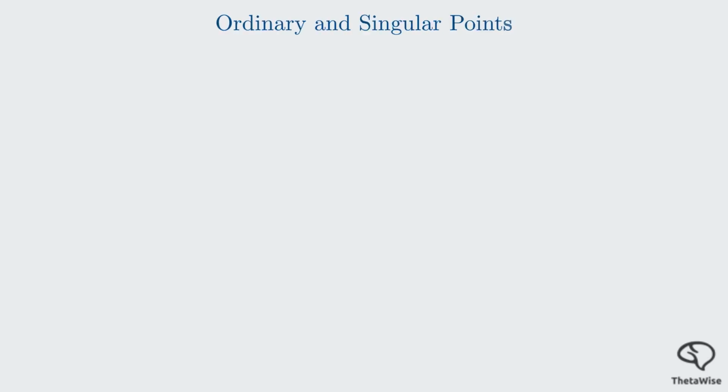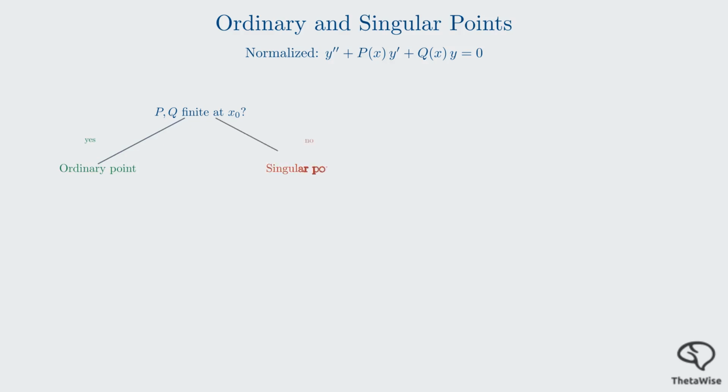The final section classifies points for a normalized second-order equation y double prime plus p of x y prime plus q of x y equals 0. If p and q remain finite at x equals x0, that point is ordinary. If either coefficient becomes infinite, it is singular. A singular point is regular if the products x minus x0 times p and x minus x0 squared times q remain finite. Otherwise, it is irregular.